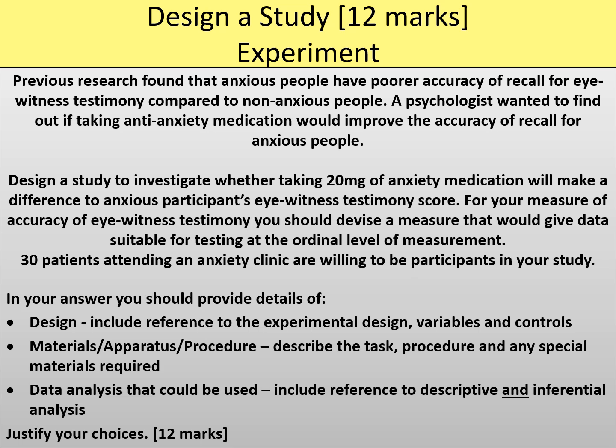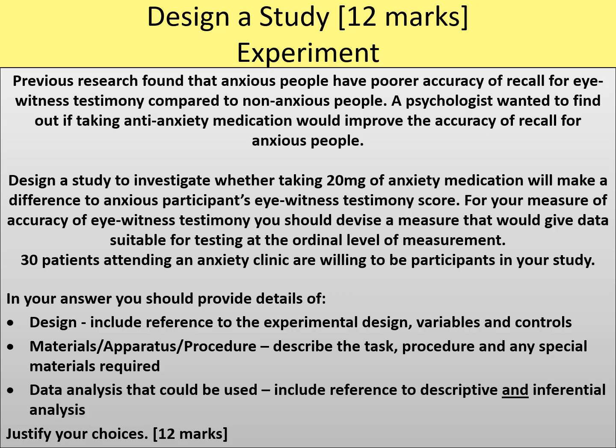This one says include details of the design, including reference to the experimental design, variables and controls. So there are 3 things there within that design that you must talk about. The next bullet, the materials, apparatus, procedure: describe the task, procedure and any specialist materials required. And the third bullet says data analysis that could be used, include reference to descriptive and inferential analysis. And then at the end it says justify your choices, for 12 marks.